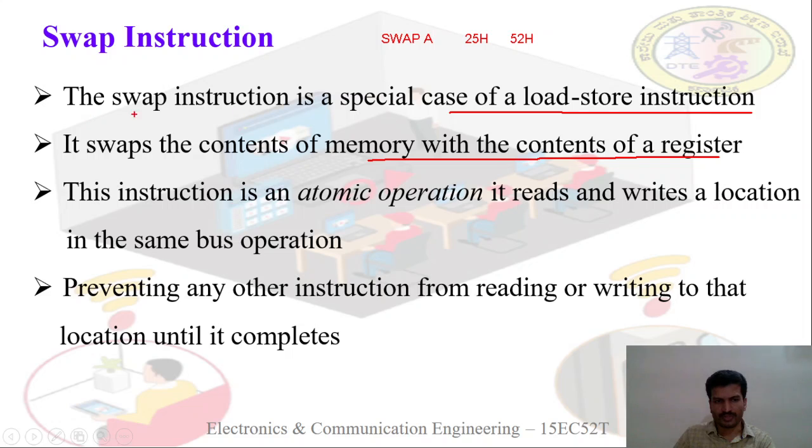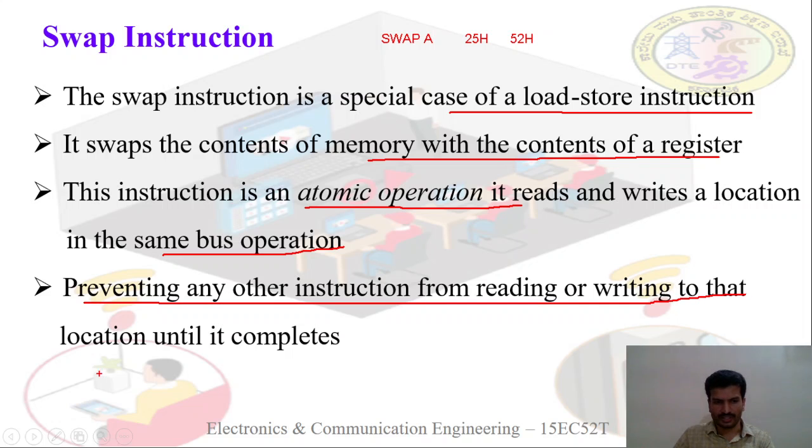So here also a swap instruction is there. It is a special case of a load store instruction. It swaps the content of memory with the content of a register. And this instruction is an atomic operation. So it reads and writes a location in the same bus operation. That is the meaning. So until the completion of this swap instruction, it prevents any other instruction from reading or writing to that location.